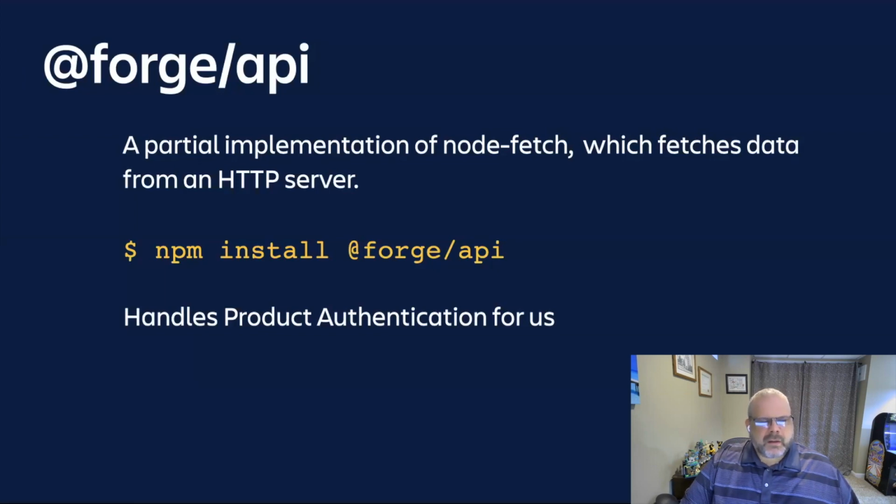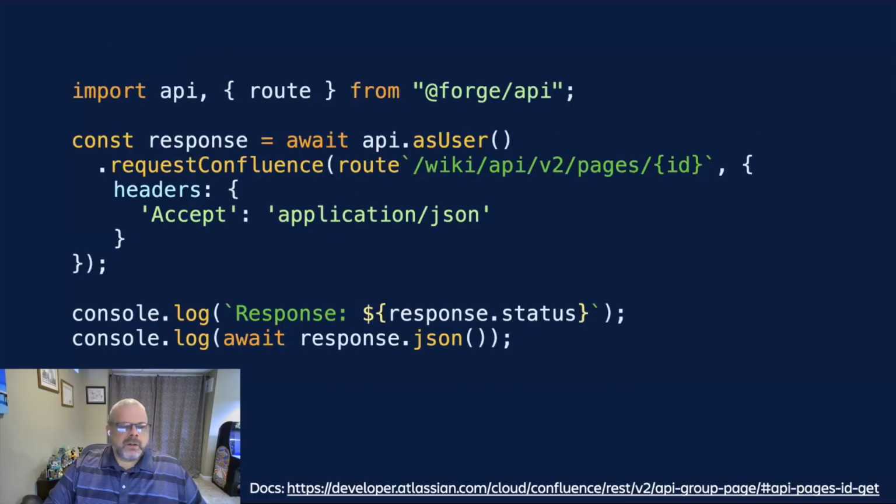The Forge API is basically a partial implementation of Node Fetch. So if you've ever used Node Fetch before, you sort of have an idea of what's going on there, which fetches data from an HTTP server. But it handles the product authentication for us. So it's really a partial implementation, but it also extends it so that it works easily with our products. So what we'll need to do before we can use it is go back to our terminal and run npm install @forge/api. And so once we have that installed, then we can use that.